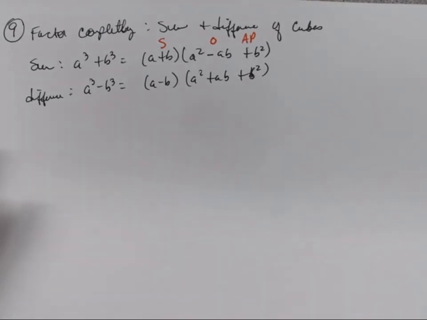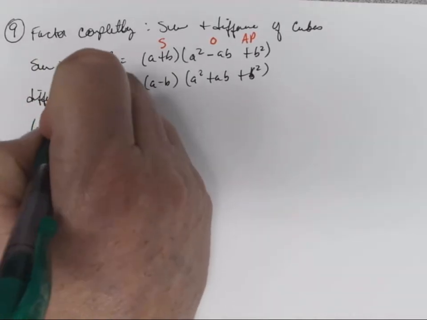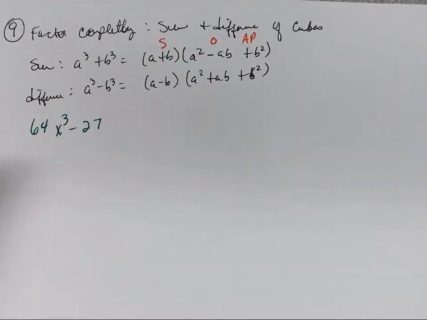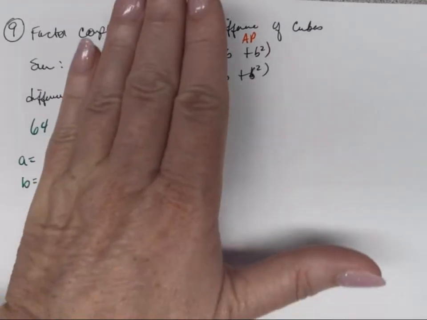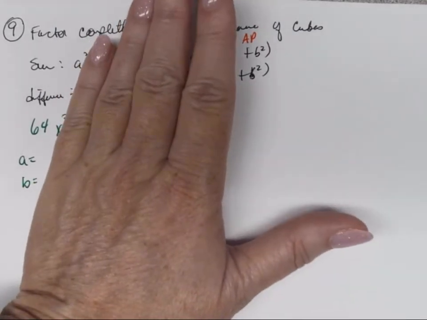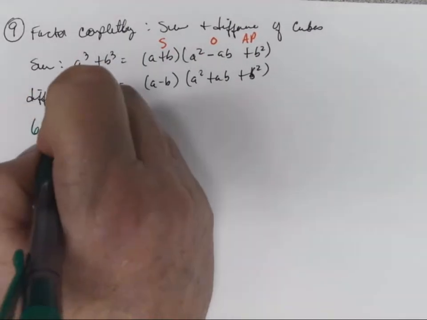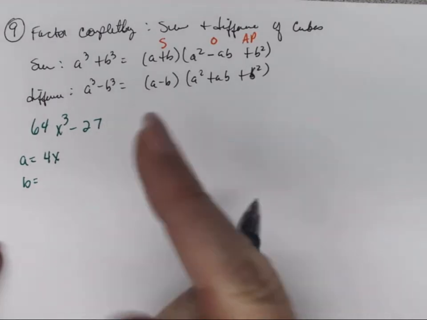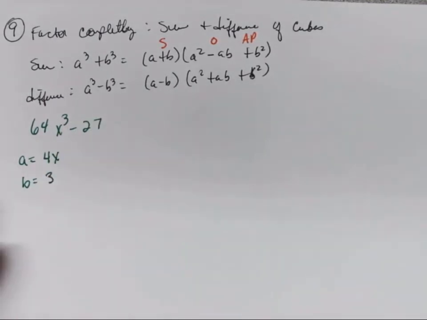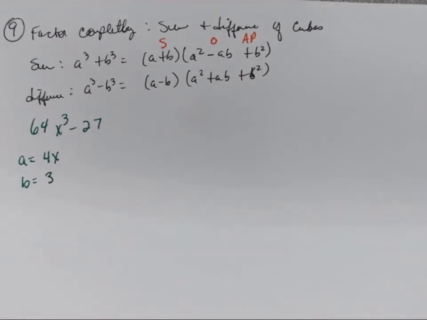Alrighty, let's look at our first problem. 64x cubed minus 27. So you're looking for the cube of these now. I need to know what a is and what b is. So I'm looking at that first part and I want to take the cube root of them. Well, the cube root of 64 is 4, and the cube root of x cubed will be x. The cube root of 27 will be 3. And you just write the number. You don't need to bring the sign because that's included in the formula.